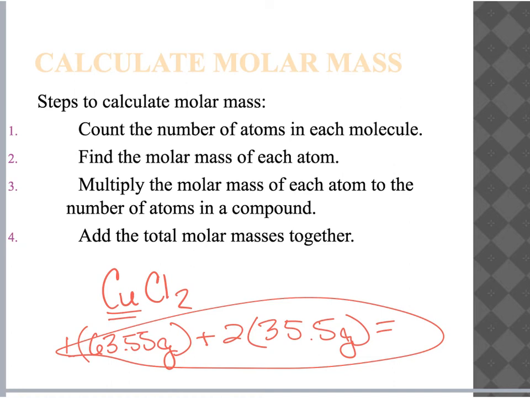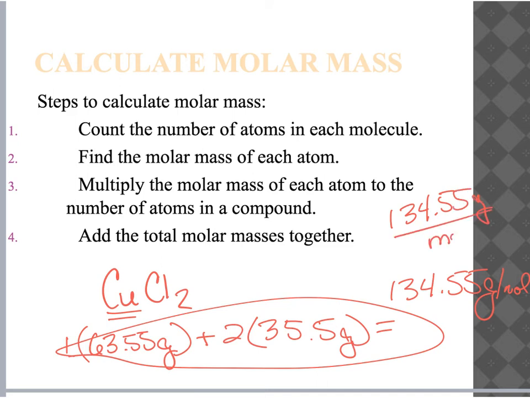So this is yet another conversion factor that we can use. Once I add that all up, I'll do that real quick here. I have 63.55 plus 71, I would have 134.55 grams per mole. So this is now a new conversion factor. I could put 134.55 grams on top over a mole, or vice versa. But this is now my new conversion factor.